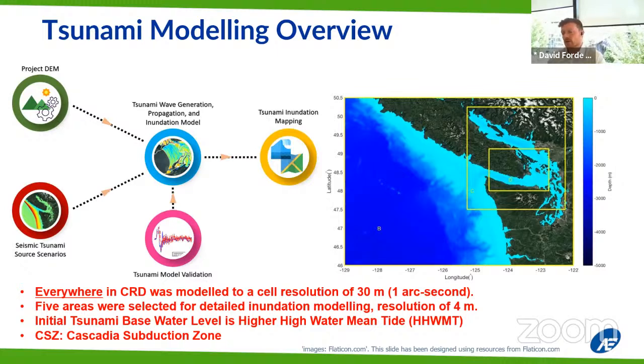We also did model validation. That's checking the modeled wave heights against previously measured tsunami events. And then we finally produced inundation mapping or hazard mapping, which ultimately informed the 2-zone map that will be discussed later in this briefing. The graphic on the right shows an overview of how the process works.